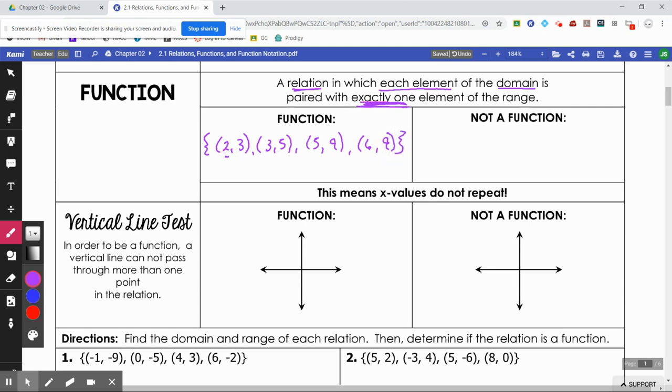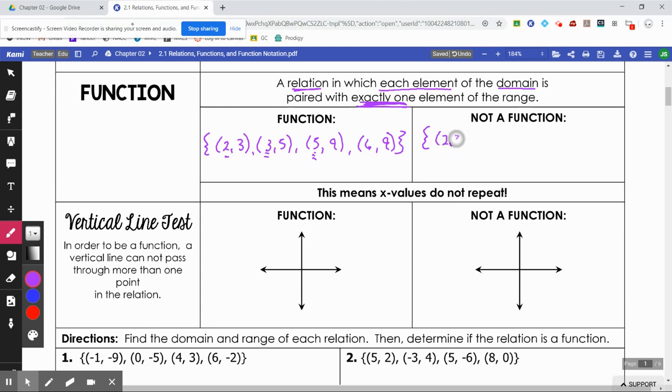But notice if I ask you, what is 2 paired with? It's 3 and only 3. What is 3 paired with? 5 and only 5. What is 5 paired with? 9 and only 9. What is 6 paired with? 9. Now, let's take a look at something that is not a function.